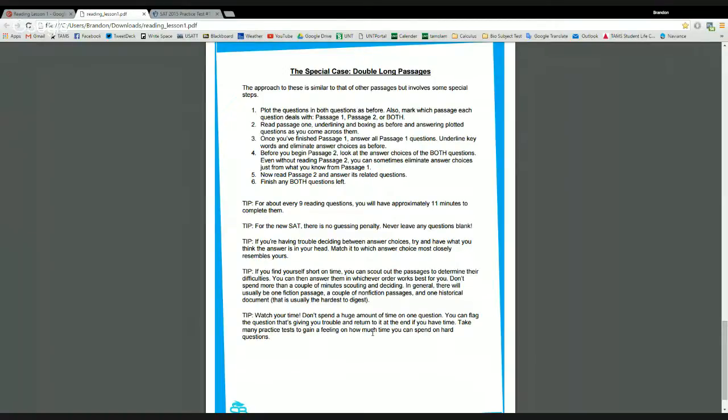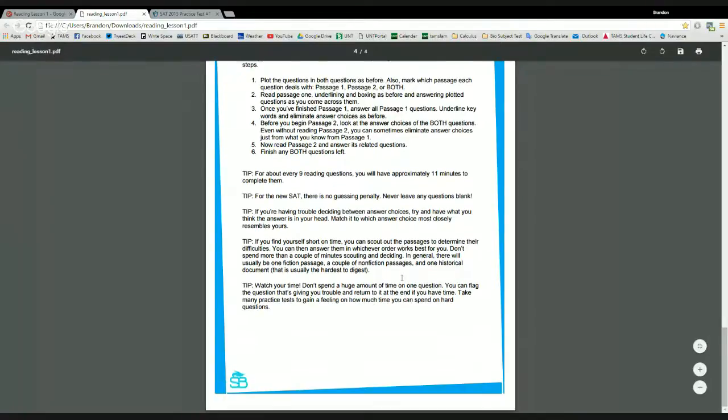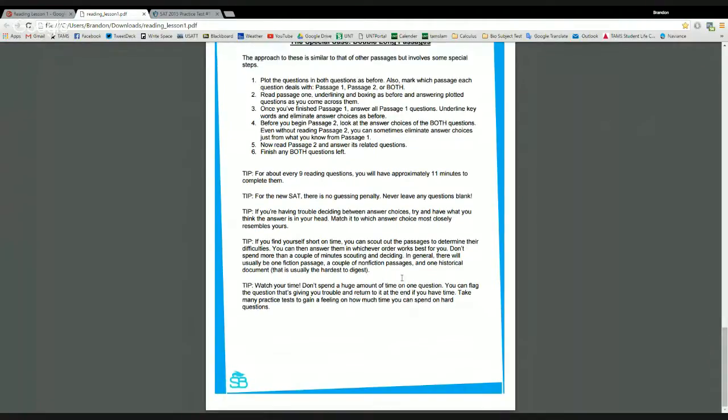For the new SAT, there's no guessing penalty, so always guess an answer choice. If you find yourself short on time, you can scout out the passages to determine their difficulties. You can answer them in whichever order you want, so don't spend more than a couple of minutes scouting. In general, there'll be one fiction passage, a couple of nonfiction, and one historical. And keep in mind, the historical document is usually going to be the hardest one to digest, so you might want to leave that for last.